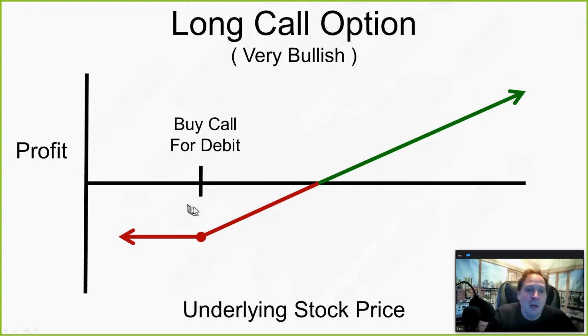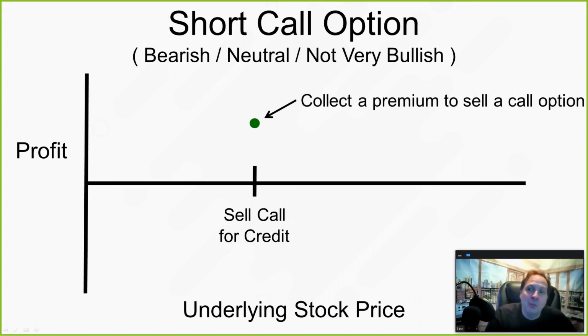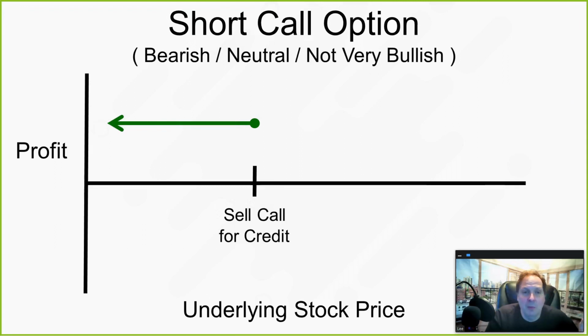And when you buy a call option, that means that somebody else had to sell that call option. So let's take a look at the opposite side of this. That would be a short call option, where a long call option is very bullish. A short call option is not very bullish, or even neutral or bearish. So when you sell a call option, what happens is you collect a credit at the time that you sell it. You collect a premium to sell that call option. And that's money in the bank. You get to collect that premium and put it in your pocket. You can take it to Starbucks or do whatever you want with it. Now, if the stock price goes down, you're safe. You get to collect that premium and keep it, and you have it forever.